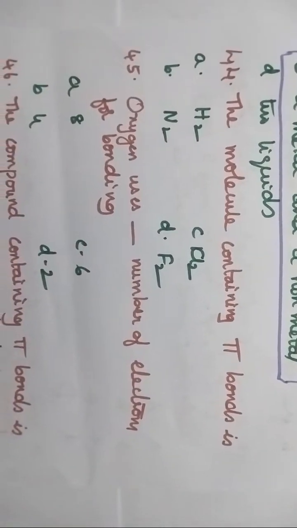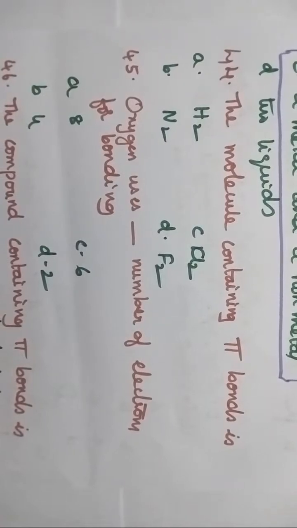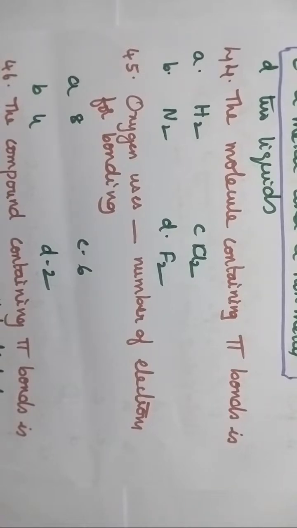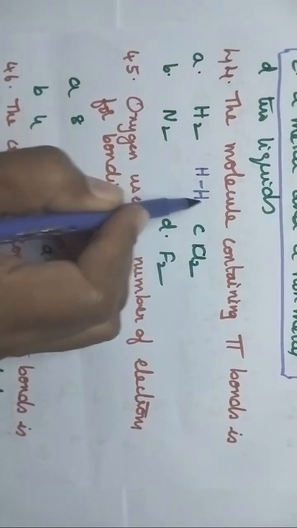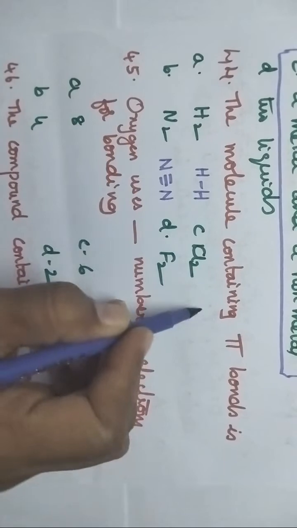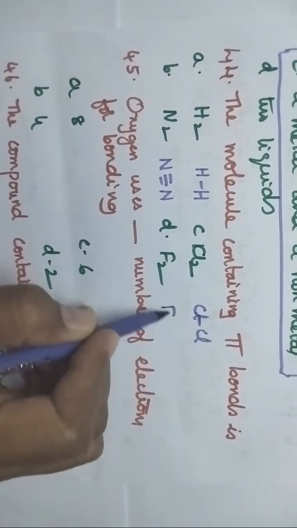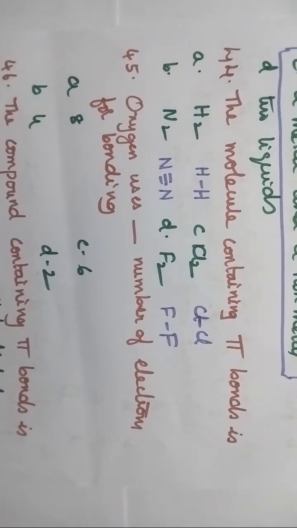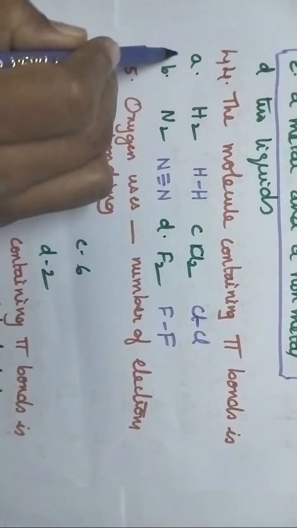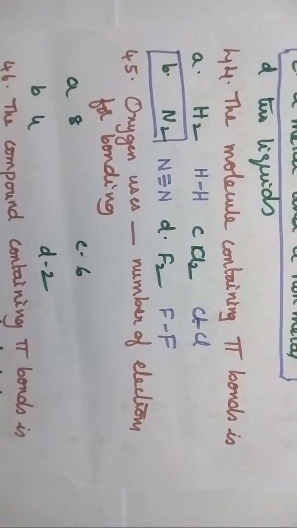Moving to the next question. The molecule containing pi bonds is. You have to write the structure. H2, N2, Cl2, F2. Which molecule contains pi bonds? What is your answer? Very good, Tilak. Nitrogen. Option B is the right answer. Just a few minutes to conclude.